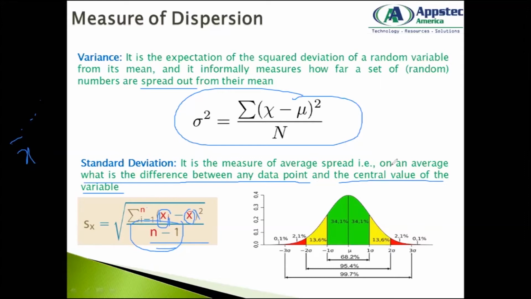So as I said, variance shows me, on average, the difference of any data point from the central value of the variable. So what is the dispersion? If you plot your data, which is something like this, we always know that sigma squared is my variance, where mu is my mean. And standard deviation is generally denoted as Sx.